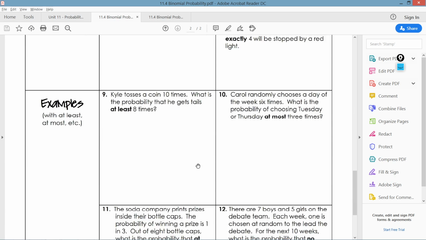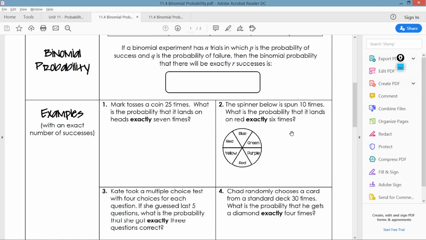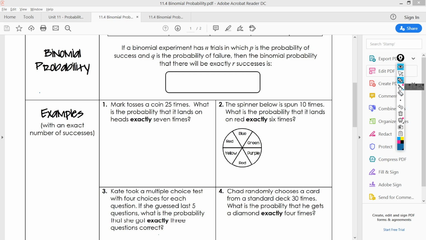Okay, so I'll do one example here. This says, Mark tosses a coin 25 times. Maybe I'll do one and two. We'll do a coin and I'll do a spinner. Coin, 25 times, what is the probability that it lands on heads exactly 7 times? So it's a 50% chance, so I have 0.5 to the 7th power. That's my chance of success, and it succeeding 7 times. And my chance of failure is also 0.5. And how many times does that happen?